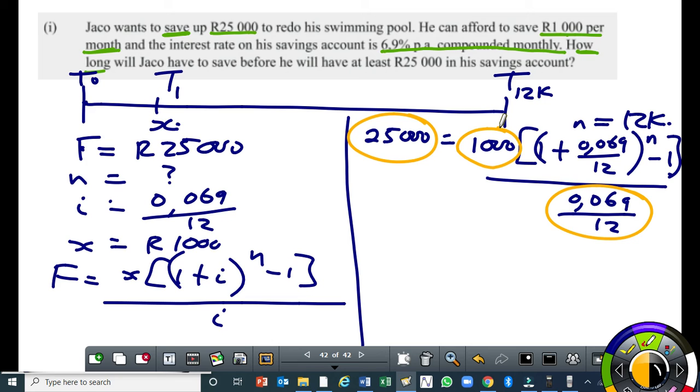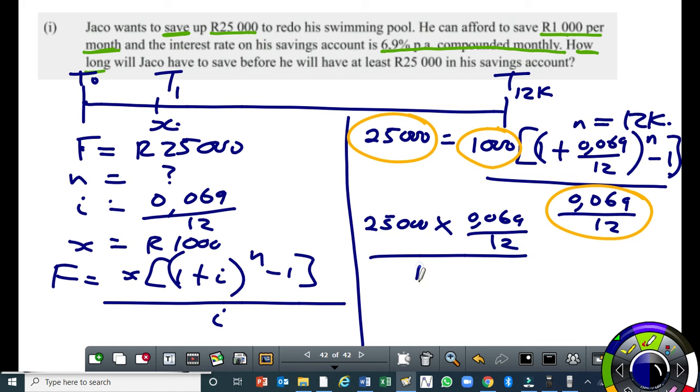So you'll be left with this minus 1 here. You take that minus 1 to the left, then it becomes a positive 1. Are you following that? Let me show you what I'm talking about. So you end up having 25,000 times 0.069 over 12. Then you divide this by 1,000. Then we add 1 to it. This will be equal to 1 plus 0.069 over 12, raised to the power of n.